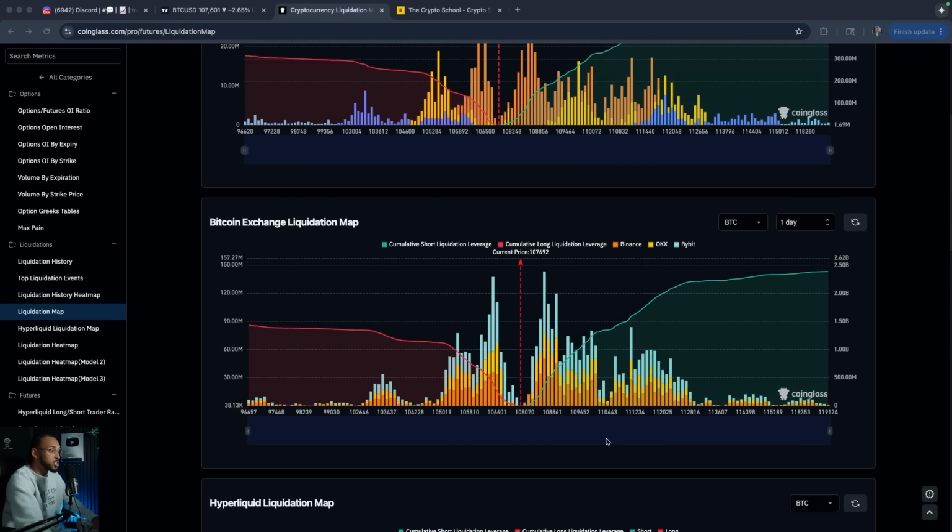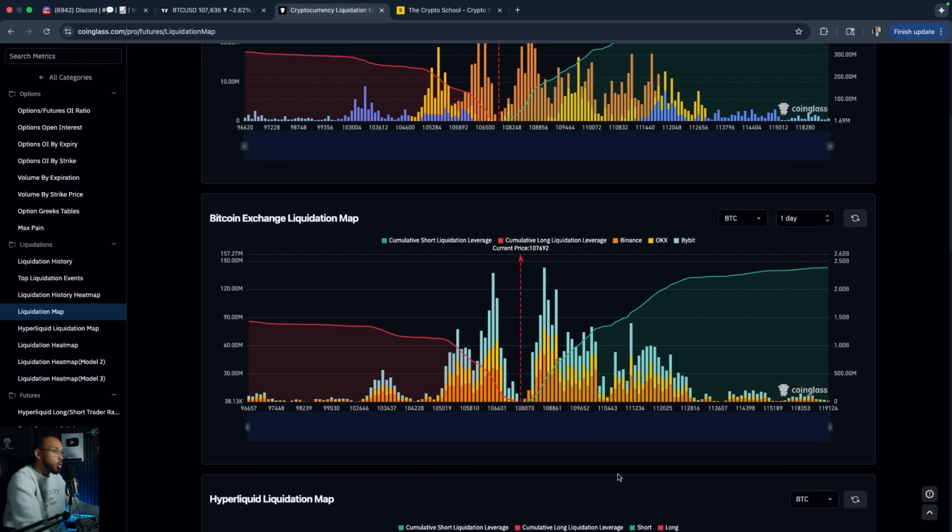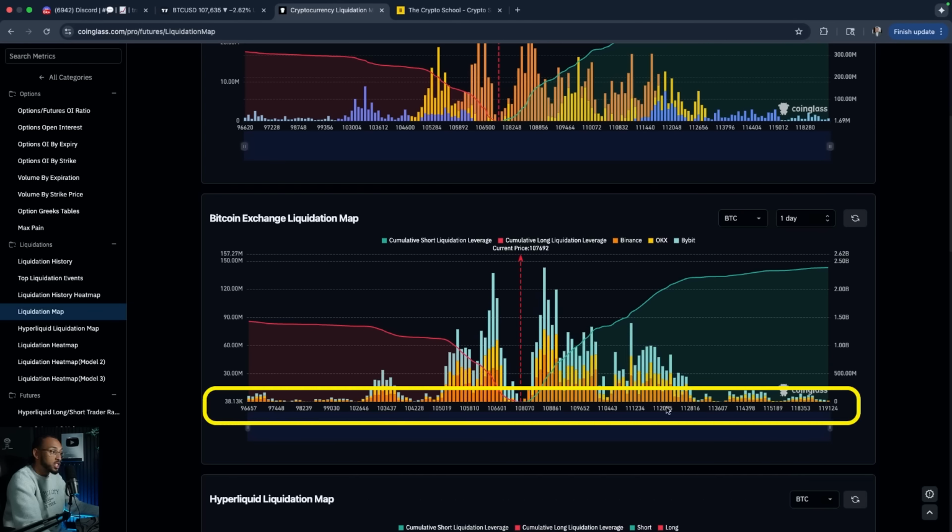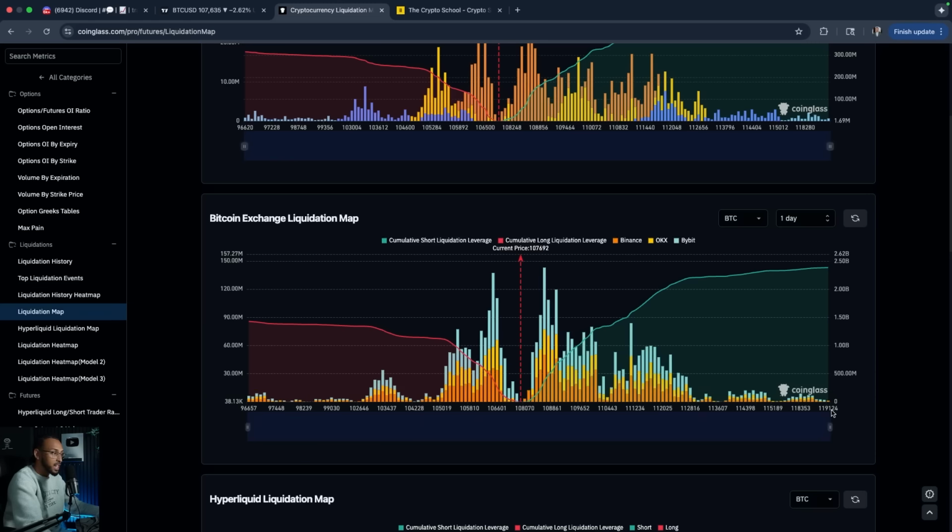So when you look at this chart, what you can see are what's called liquidation levels. So what we're looking at right now are the Bitcoin liquidation levels. So where will traders be liquidated while trading Bitcoin? And what we can see is there's a couple things here and I want to break them down for you. So on the x-axis, you're going to see Bitcoin's price. It starts at 96,000, it goes all the way up to $119,000.